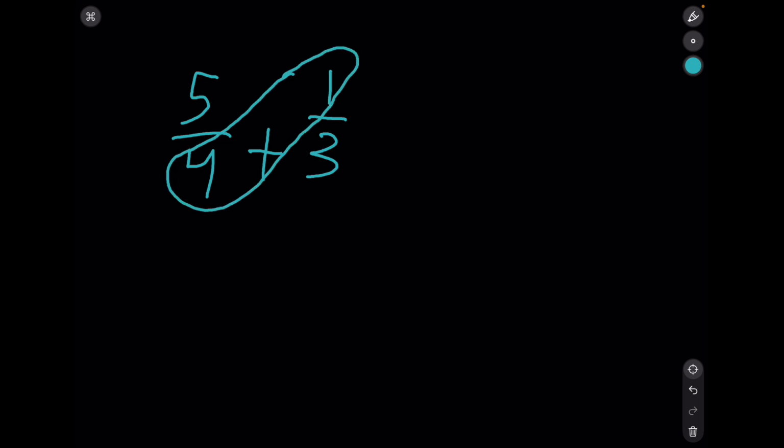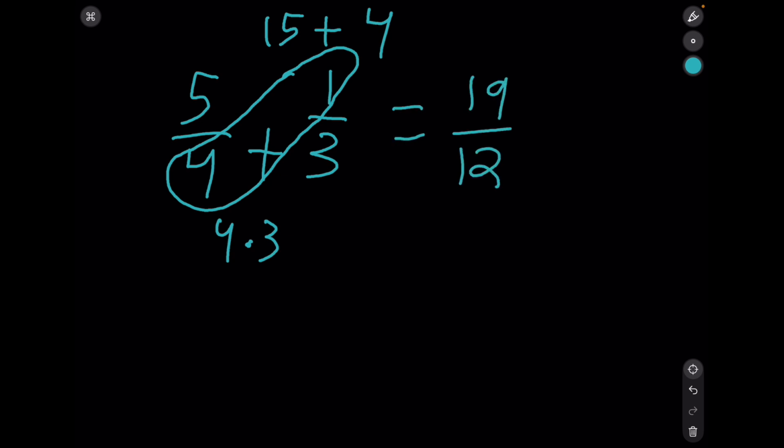So since 4 times 1 is 4, and 5 times 3 is 15, you can just add them, since you're adding them in the first place. And then with the 4 times 3, you can just multiply them together. And so from there, you just get 19/12. As you can't simplify that, that'll be your answer.